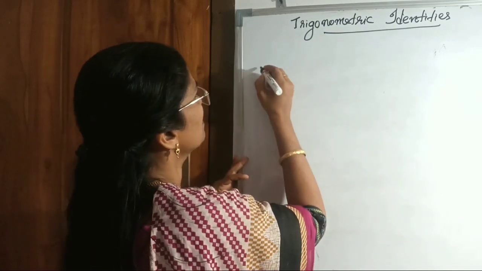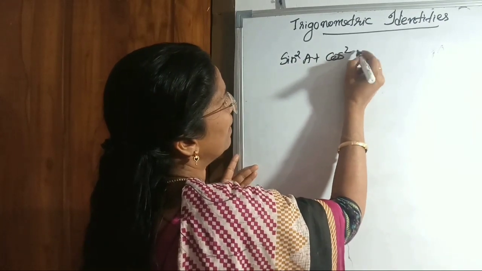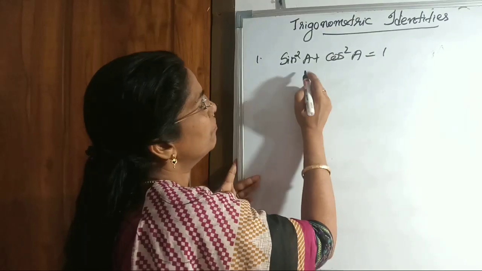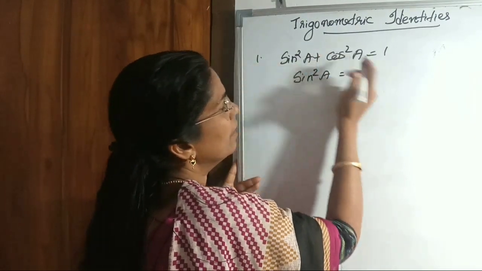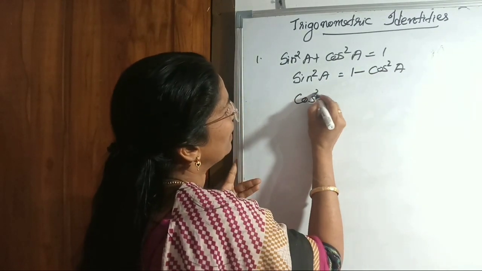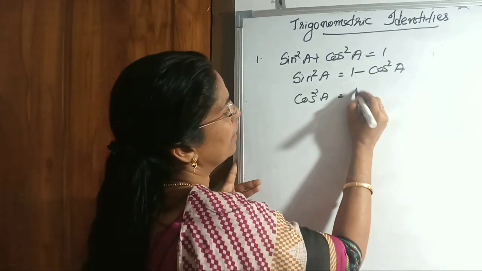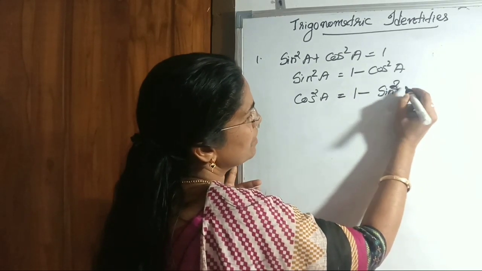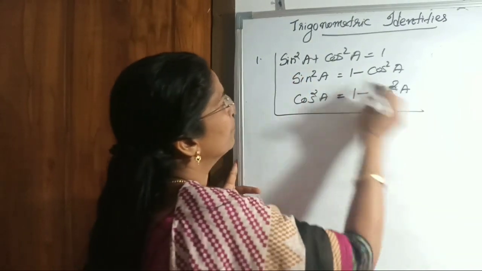The first one is sin square A plus cos square A is equal to 1. From this we can find what is sin square A. This is also one identity we can find from this identity, that is 1 minus cos square A. Then what is cos square A? Look here, cos square A is 1 minus sin square A. So from the first identity we can make 2 more identities. This is in one group.